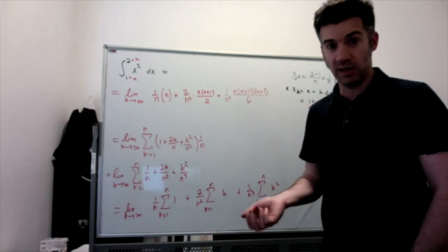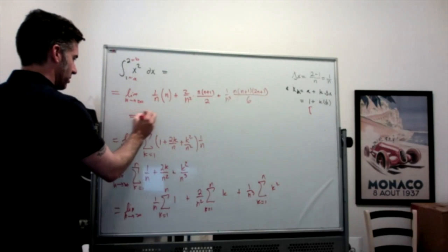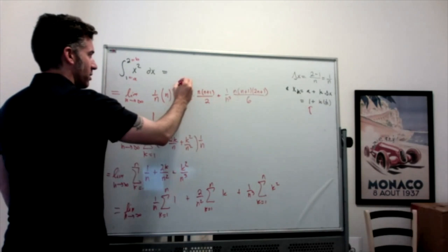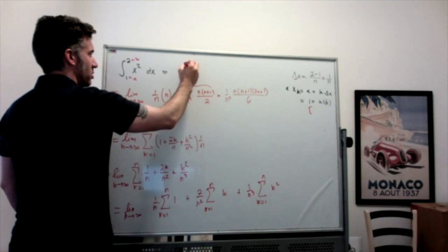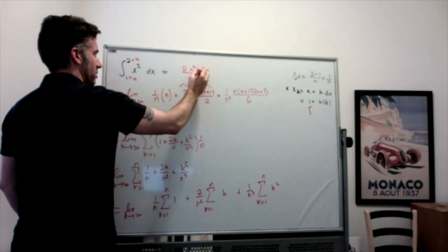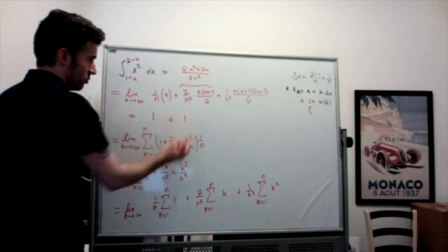Then we can evaluate this limit. This is n over n, which is just 1, so you don't have to take the limit. This expression here, if you multiply it out, is going to be 2n squared plus 2n all over 2n squared. And the limit is just 2 over 2, which is 1.